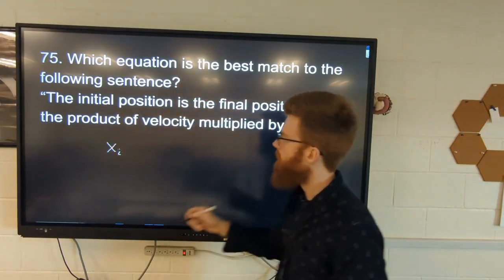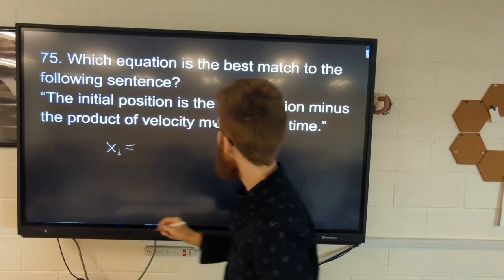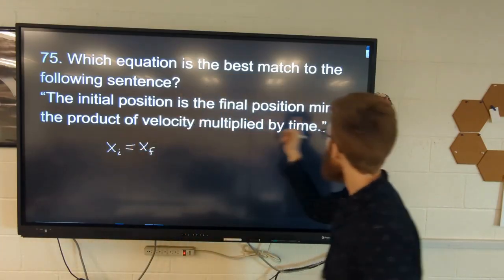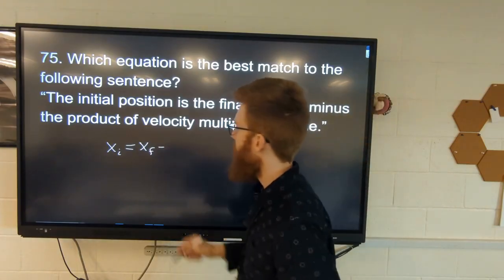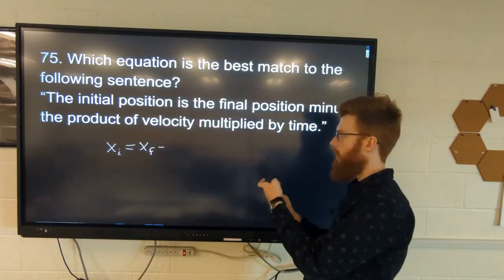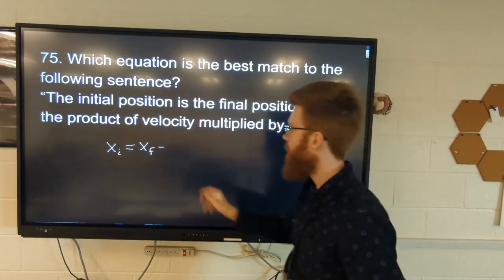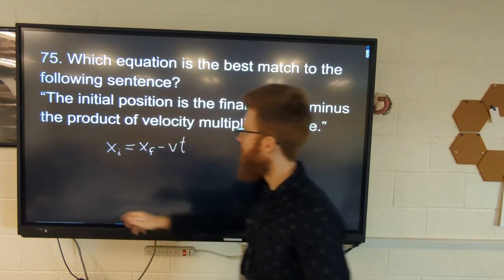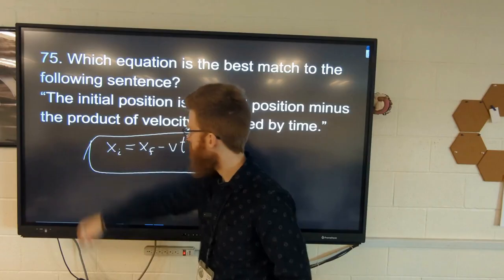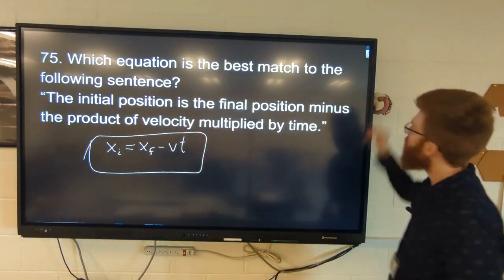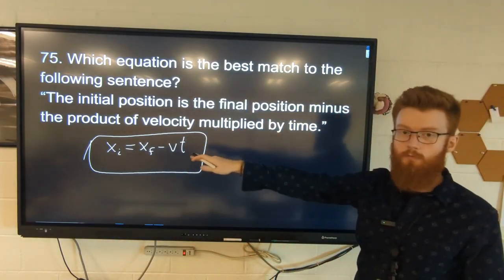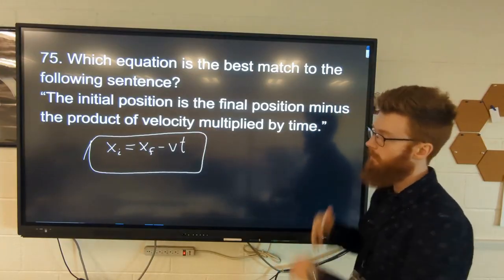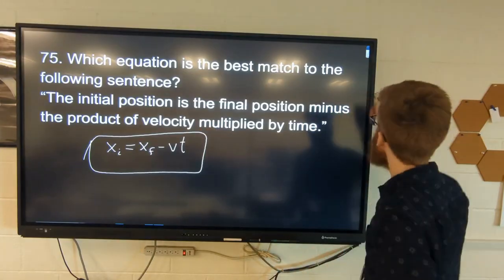Is. That's another way to say equal. Final position. Minus. Then the product of the velocity multiplied by the time. That just means we take velocity and put it right next to time. There we go. That is a true equation that we could use if we were ever needing to find the initial position of something given the other info.